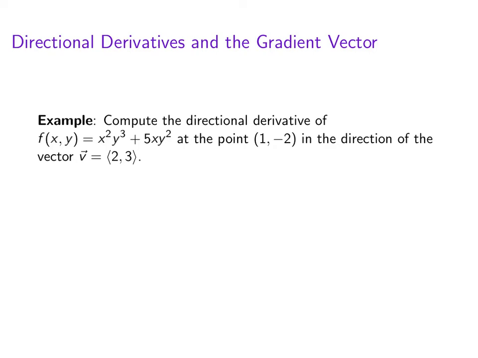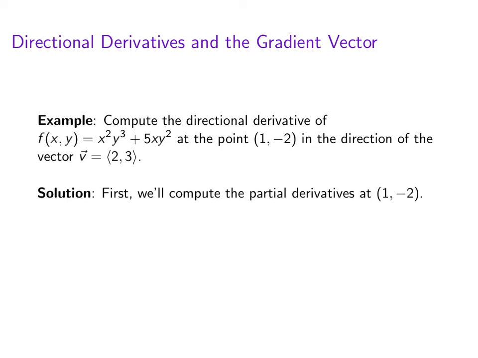Hello, calculus fans. Let's compute the directional derivative of the function x squared y cubed plus 5xy squared at the point 1, -2 in the direction of the vector 2, 3. So we've got three different components that we're dealing with here. We have a function, we've got a point, and we have a direction.